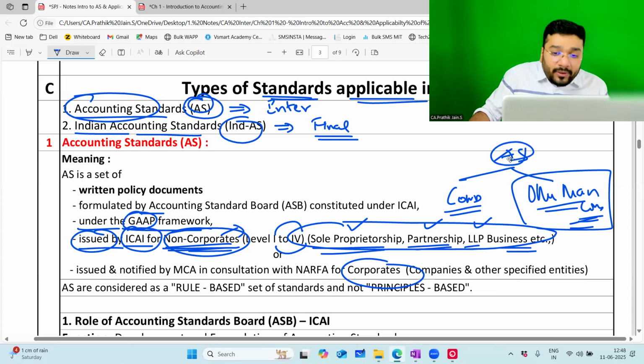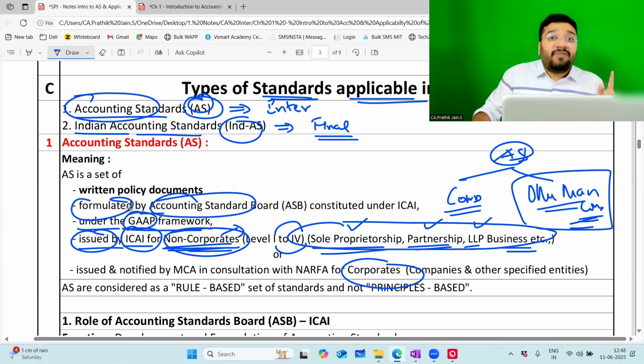Whereas the accounting standard that is formulated by ASB will be made applicable on companies only by the notification given by MCA. Issued and notified by MCA. For whom? For corporates, companies and other specified entities.